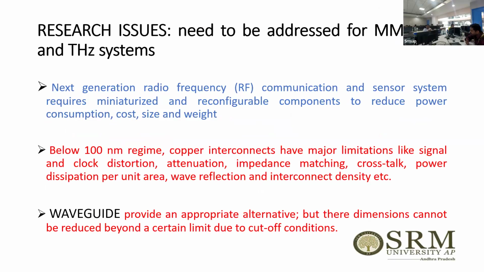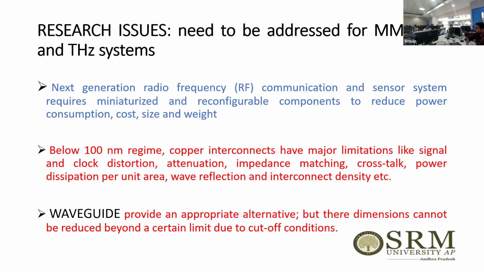Next generation radio frequency communication and sensor systems require miniaturized and reconfigurable components which reduce the power consumption, cost, size, and weight. That is our primary objective here. If you take copper interconnects, they suffer from major limitations like signal and clock distortions, attenuation, impedance matching, crosstalk, and several other problems.